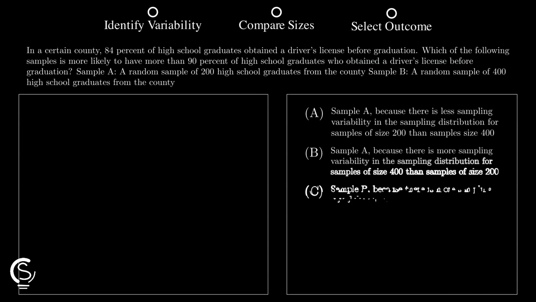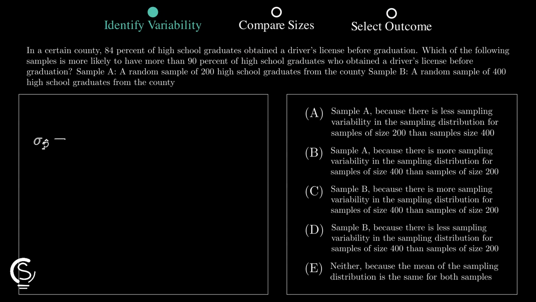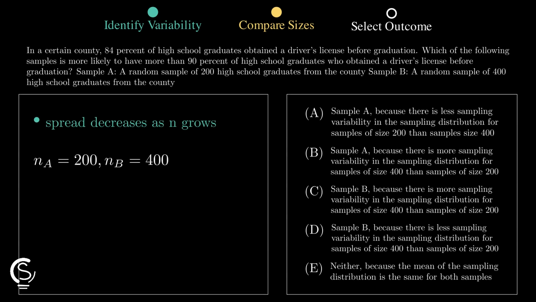The standard deviation of a sample proportion depends on the sample size. As the sample size increases, the spread of the sampling distribution decreases, making extreme results less likely to occur. Since sample A has a smaller size of 200, it has more sampling variability than sample B. This wider spread means sample A is more likely to produce values far.